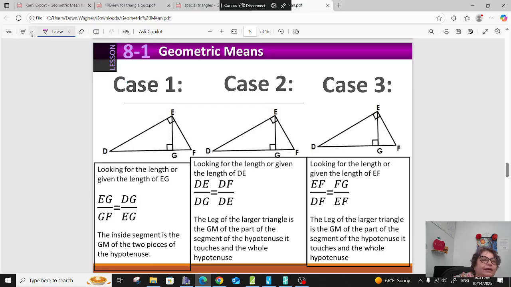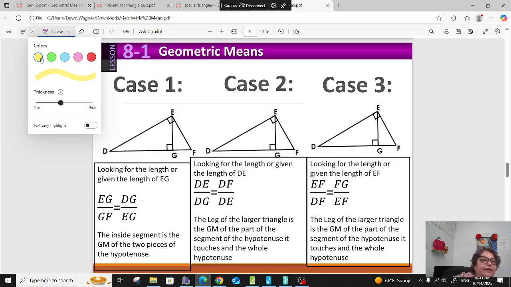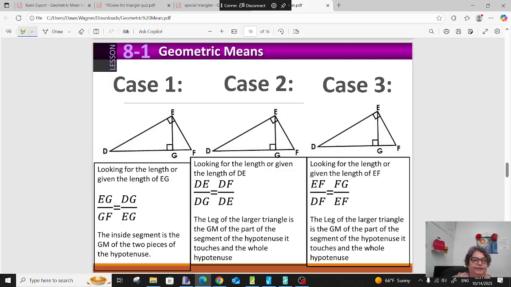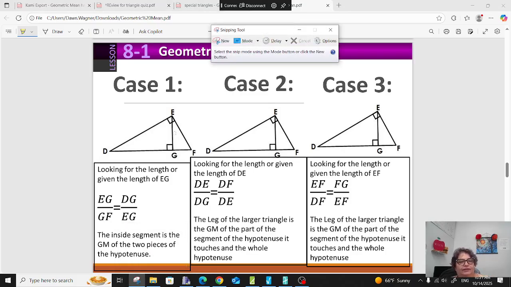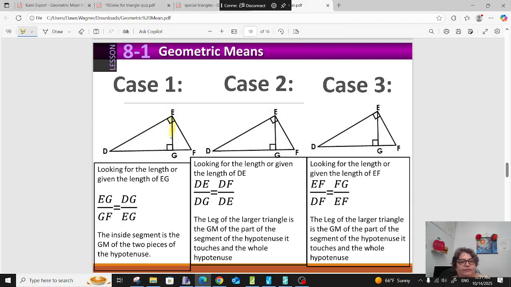Oh, I have a highlighter right here. Okay, so right here, it says EG. EG is in the middle. Everybody agree EG is in the middle? Yeah. So here's the middle. Choose a color and show that.